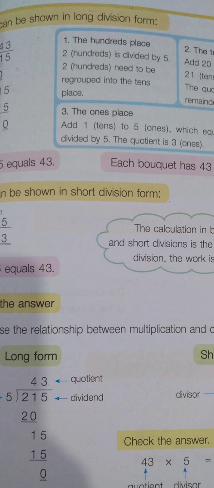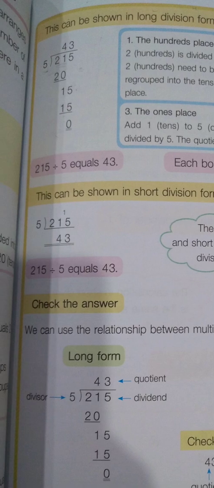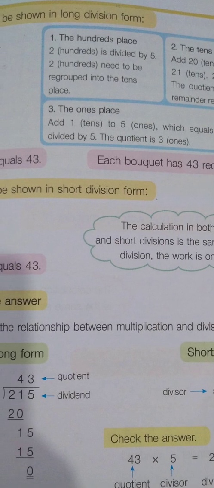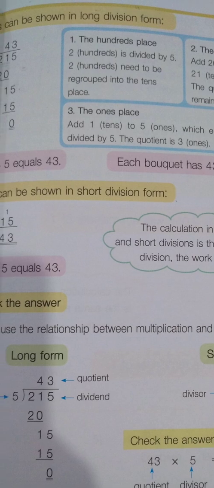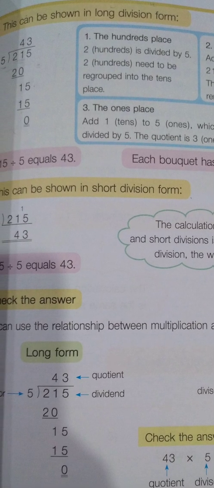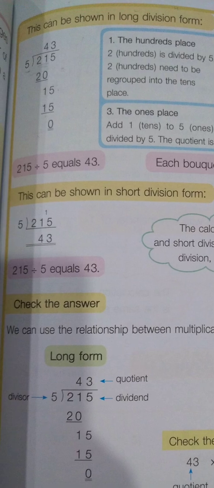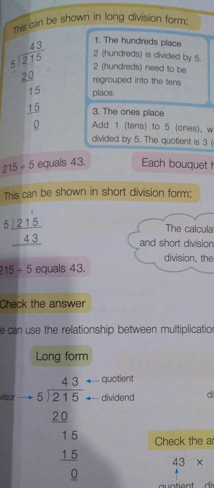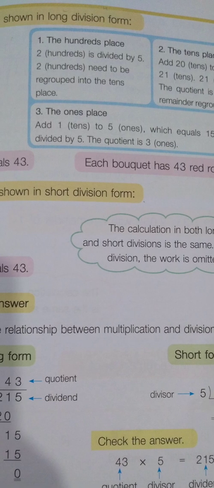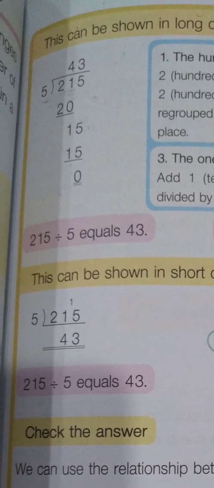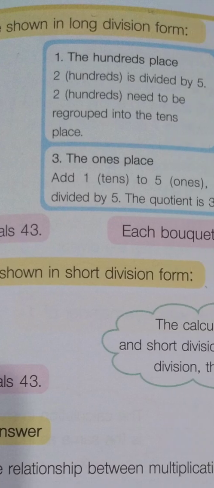This can be shown in long division form. 215 divided by 5. First, the hundreds place. 200 is divided by 5. 200 needs to be regrouped into the tens place, which is 21. 21 divided by 5 is equal to 4. And then 4 times 5 is equal to 20.